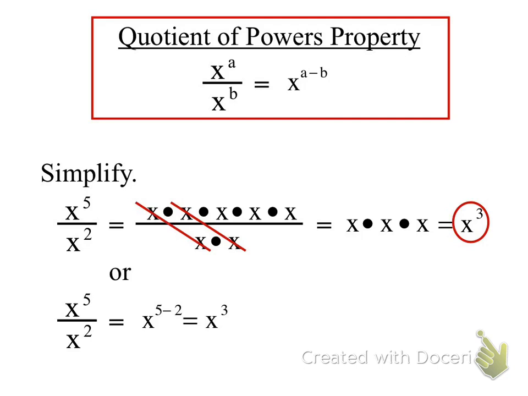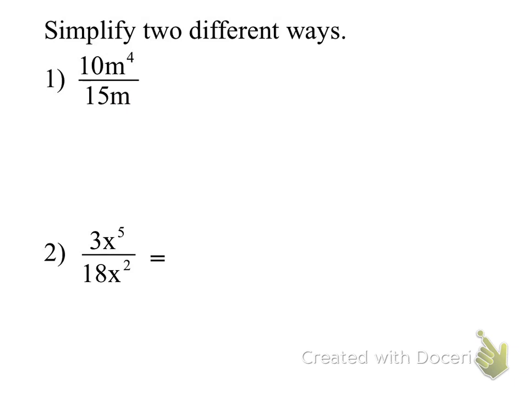So if you're writing that down, it would be x to the top minus the bottom exponent. Does that make sense? But now that we're in algebra, we're going to be going through these really quickly. And so this is how I kind of want you to start doing them. I'm going to rewrite this, and I want you to kind of write what I'm writing. 10m to the fourth. I don't really need to write it that big.